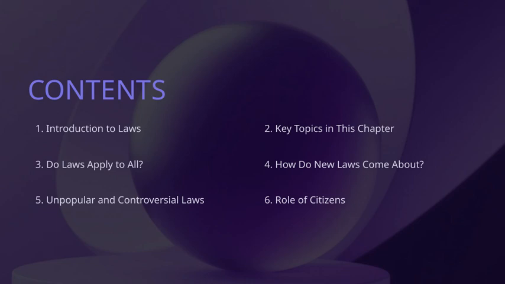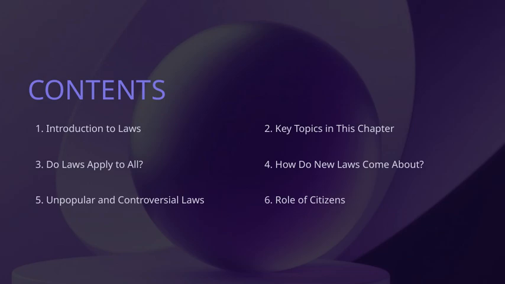All right, in this slide, we're going to take a quick look at the key topics covered in this chapter. First, we'll start with an introduction to laws, what they are and why they matter. Then, we'll explore whether laws apply equally to everyone, which is an important question when thinking about fairness and justice. Next, we'll discuss some laws that are unpopular or controversial, helping us understand that laws can sometimes be complex or debated. Moving on, we'll look at how new laws come into existence, including the process behind making laws in our society. Lastly, we'll examine the role of citizens in shaping and influencing laws, emphasizing that everyone has a part to play.